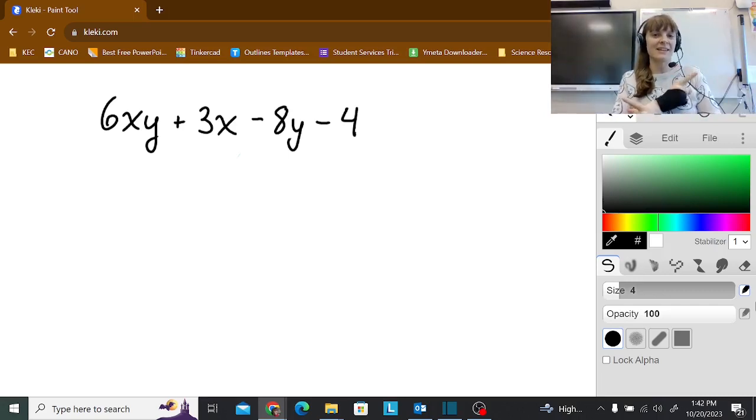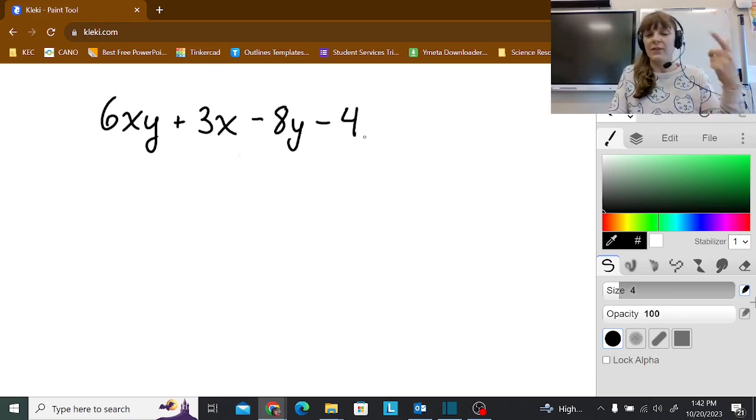Today I'm going to teach you how to factor by grouping. So here we have this algebraic expression, 6xy plus 3x minus 8y minus 4.